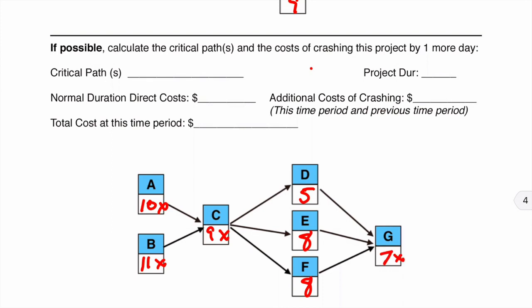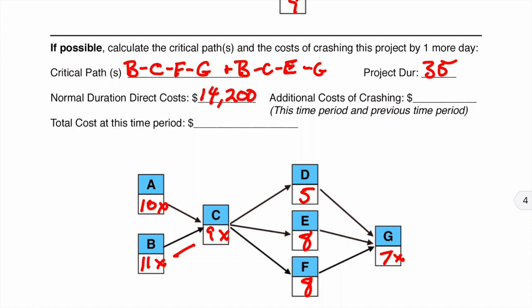Now what's interesting here is when we look at our critical path. It's going to be B, C, but then notice that E and F are the same time period. So in some ways we could look at this as being 2 different paths: B, C, F, and G, and B, C, E, and G. Both of those paths are 35 days.